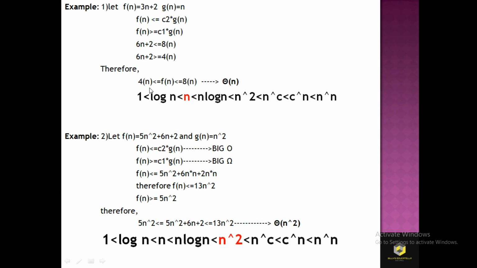Therefore 4n must be less than or equal to f(n), which must be less than or equal to 8n. So the theta notation time complexity is n. Here there are different cases: this is the best case, this is the worst case, and at the center we have n, which is the average case.